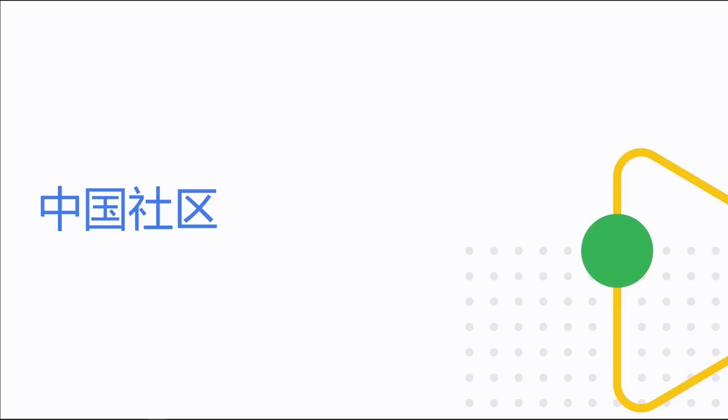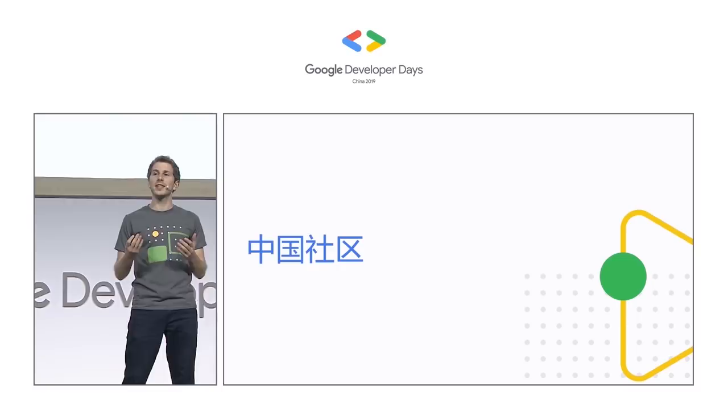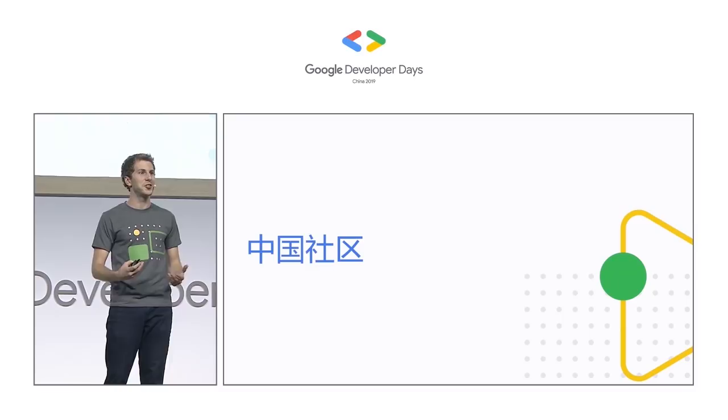So, I mentioned our community, and we love it when everyone in the community contributes back. And we've seen a lot of this in China, and one example is Alibaba, which has written three basic libraries and open sourced them for everyone to use. And they actually have a talk tomorrow, so I highly encourage you to check that out as well.